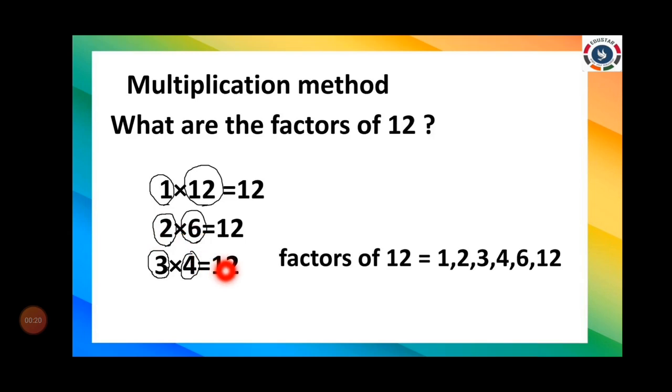And 12 comes in the 3 table also, so 3 4s are 12. And again it comes in the 4 table, so 4 3s are 12. When you are repeating the same number, you can stop finding the factors. The numbers we multiplied to get 12 are all factors. So 1, 2, 3, 4, 6, 12. Totally 6 factors are there for 12. So the factors of 12 are 1, 2, 3, 4, 6, 12.